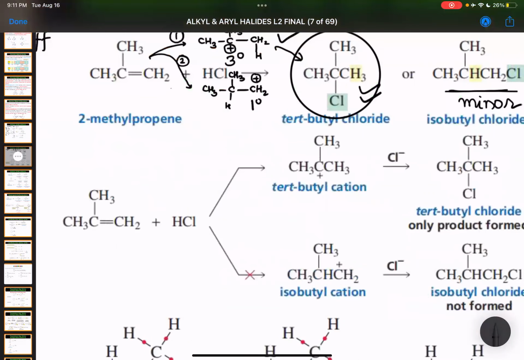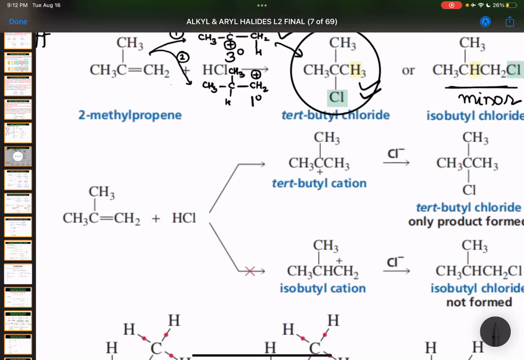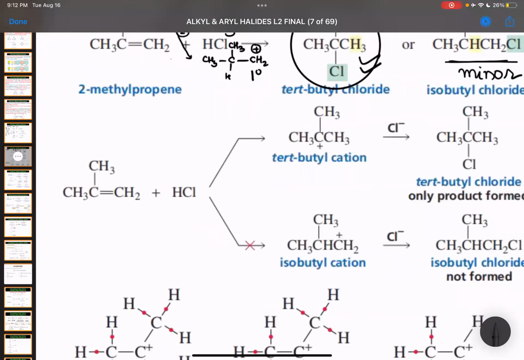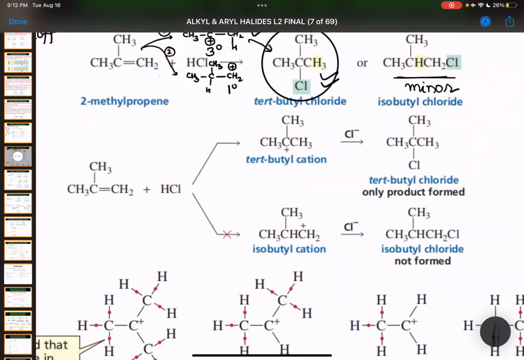So why is the tertiary carbocation stable? What is the reason, Nabil? Why is it more stable? Because it is more stable, it can form more easily. And this is less stable, so it will form with difficulty, it has more energy. So the reason for stability is what?